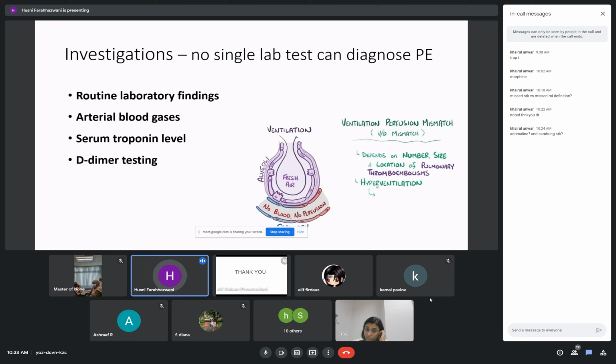Next, the arterial blood gas. It can result in hypoxia because there is a VQ mismatch, which means there is ventilation, but there will be no perfusion in view of the blood clot, which means no blood flow through the alveoli, so no perfusion occurs. So there will be VQ mismatch. The serum troponin levels might guide you in massive PE. However, it is not specific because troponin might also indicate myocardial infarction. And also D-dimer testing.